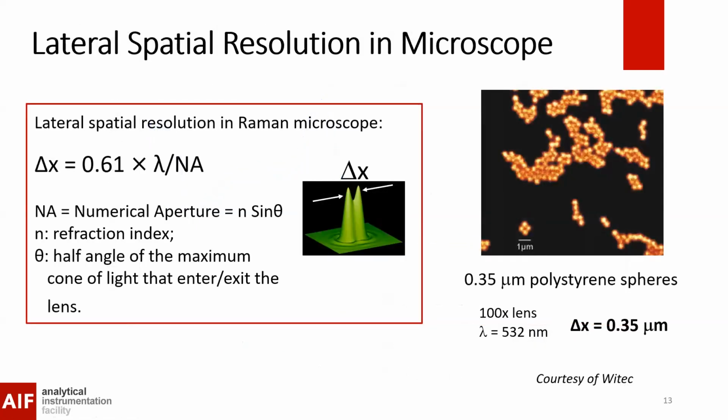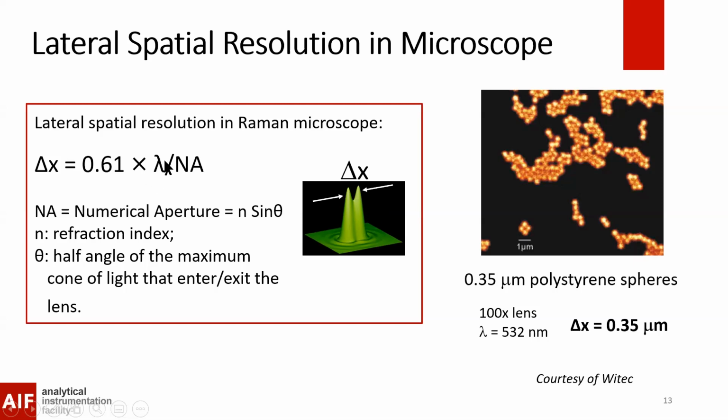Well, modern Raman confocal microscopy offers imaging capability. So it is important to know the lateral spatial resolution and vertical spatial resolution it can offer. The lateral spatial resolution in Raman spectroscopy is basically determined by the laser wavelength and the numerical aperture of the lens. The lateral spatial resolution is the smallest distance at which you can separate two particles.